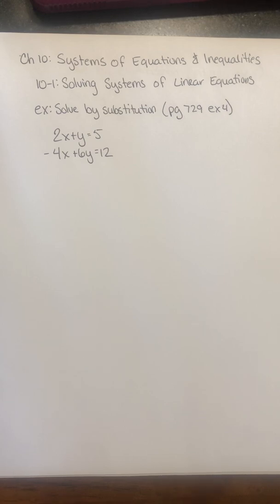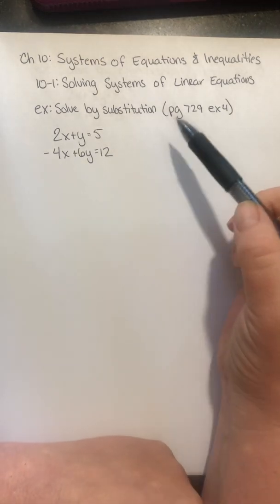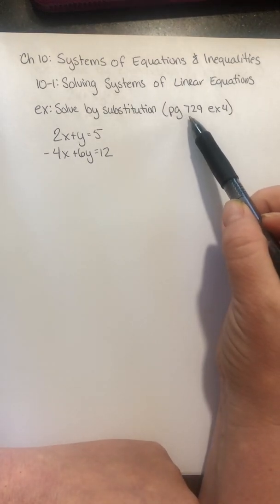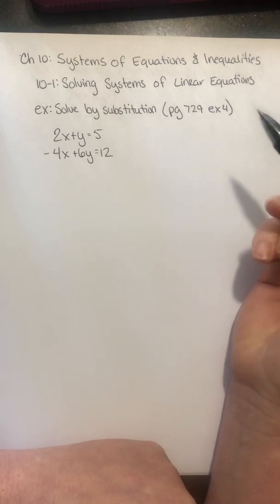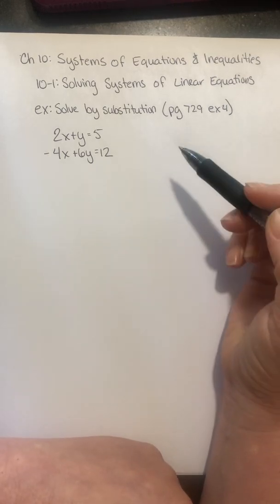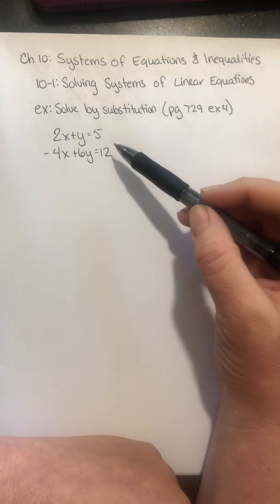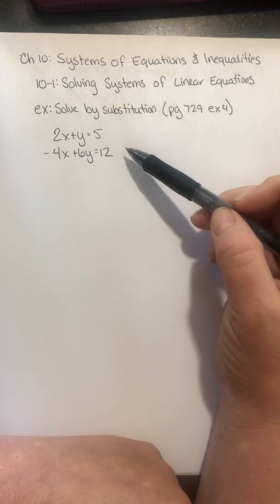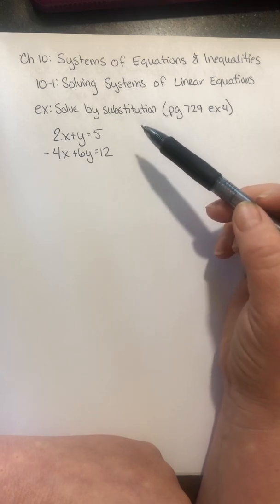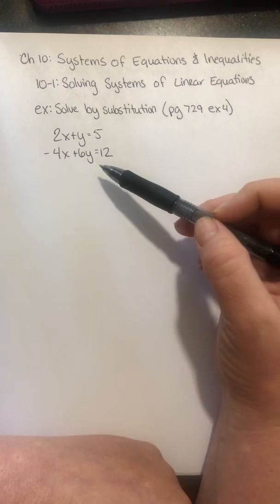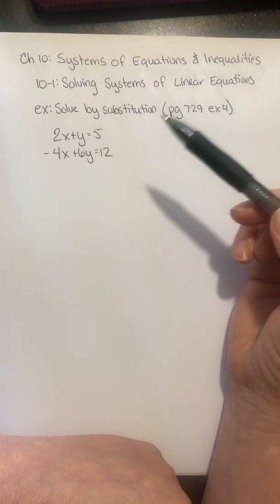One of them is by substitution. So for this example, this is on page 729. It's example number 4 in your book if you want to go back and reference that. But to solve by substitution, that's where you solve one of the equations for one of the variables, and then you can plug that into the other equation to solve.